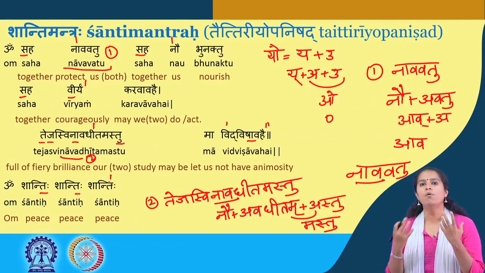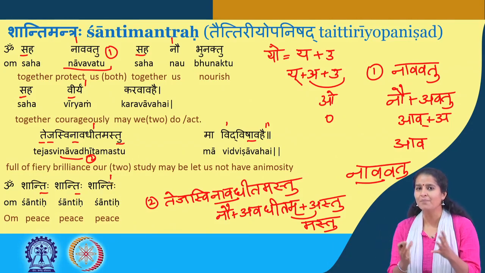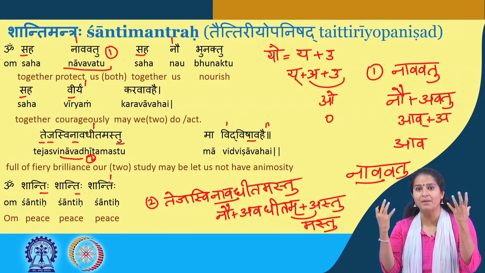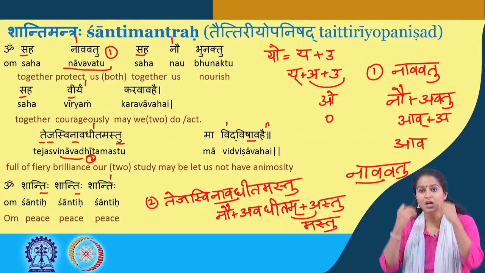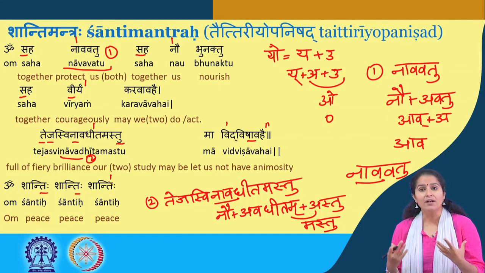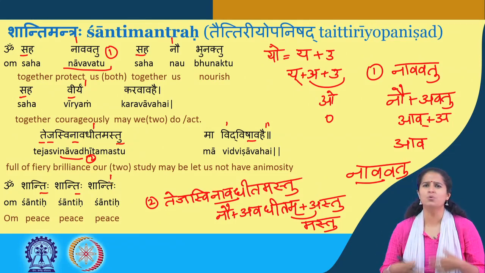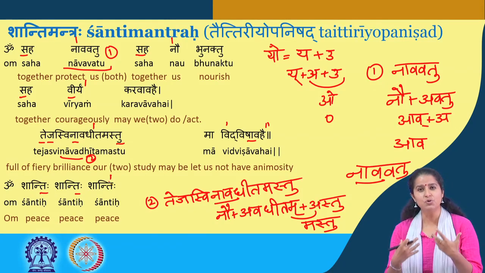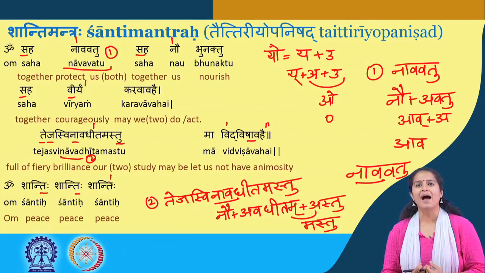Next, Sahanau Bhunaktu, nourish us. So once our environment is safe in every sense, in terms of the climate, the temperature, the environment itself, then we need to have a mindscape that is positive and enthusiastic. So nourish us together. And what kind of nourishment and what do we do coming together? Sahaviryang Karavavahai. Let us do something together with courage. Because if we are coming together, there is no point coming together to repeat what has already happened. So if we've come together, let us attempt to do something new. And something new requires a certain courage. So let us find in us that courage to act together.